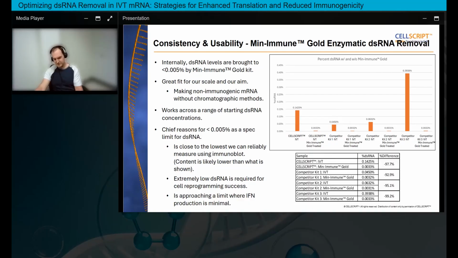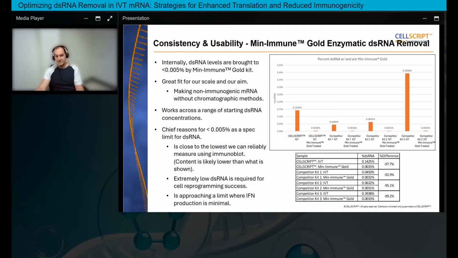And so that 0.005% as a spec, just to provide some background information, is really close to the lowest that we can reliably measure using immunoblot. If we were to look at it from a realistic perspective, it's actually quite a bit lower than 0.005%. It's not just at 0.005%, it's just too low to detect.